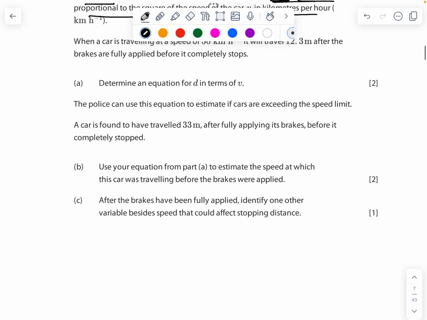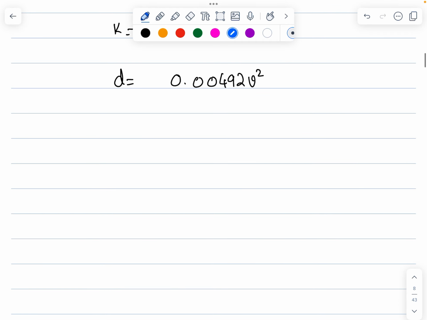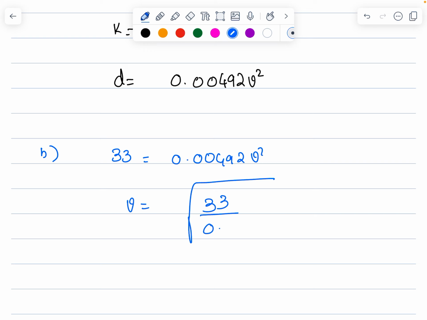Part B, the police use this equation to estimate whether the car is exceeding the speed limit. A car is found 33 meters after fully applying the brakes before it is completely stopped. Use your equation to estimate the speed of the car. So for part B, the distance is going to be 33. So 33 equals 0.00492 v squared. From here I'll get the v value equals the square root of 33 divided by 0.00492, which is going to be 81.9 kilometers per hour.